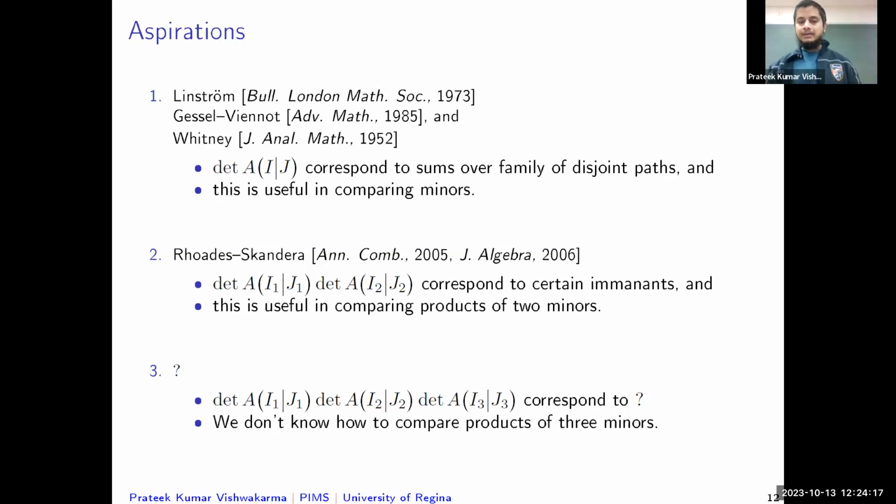Just last week I was at the University of Pennsylvania giving the same talk, and Rhoades Skandera was there in the audience, and I asked him directly whether they are working on describing products of three minors like this. So far, I got the answer that he doesn't know if anyone is working in this direction. So that's one of the open questions that we would want to answer, so that we can compare, for instance, products of three minors like this. That's the general aspiration that everyone working in total non-negativity has.